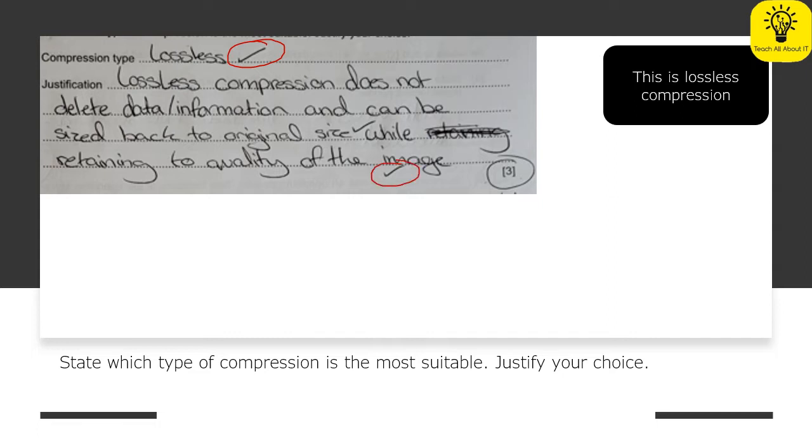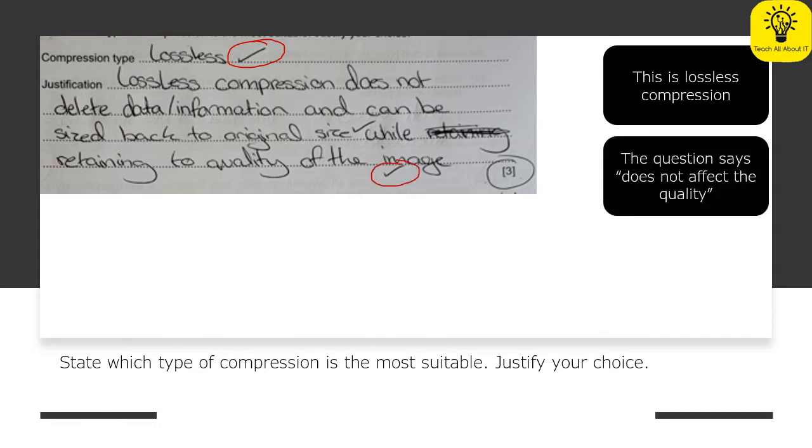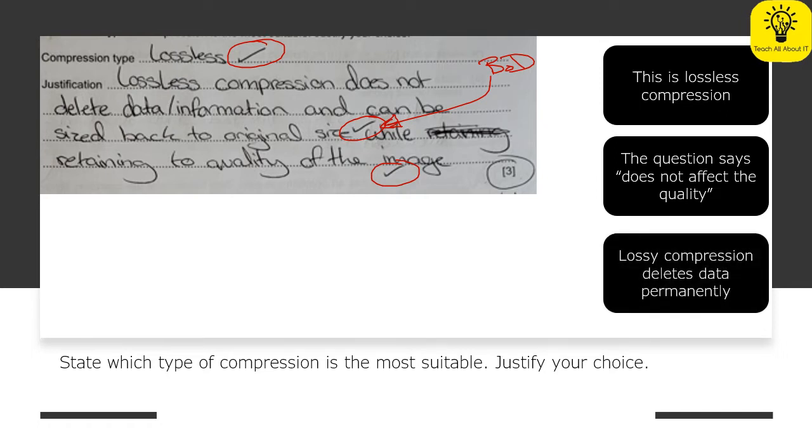of the image. Now, retaining the quality of the image is the most important thing about lossless compression, because lossless compression doesn't actually remove any of the data. So this one here, being able to turn it back to the original, this would maybe be benefit of the doubt, or the fact that they are absolutely correct. Lossless compression doesn't allow you to delete data, but what they're actually looking for is that lossy compression deletes data permanently, and it's the word permanently that we're really looking for here.